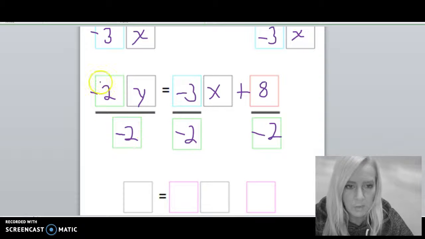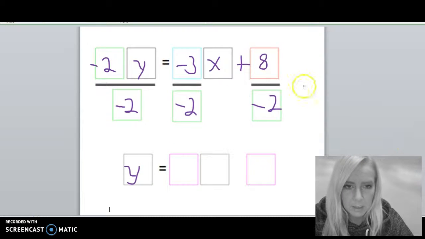Now I'm going to simplify. These cancel out, so you'll always be left with y equals my slope, in this case. I can't simplify -3 over -2, so I'm going to leave my slope as -3 over -2x, plus 8 divided by -2, which gives me -4.